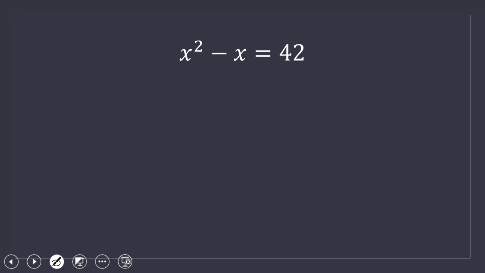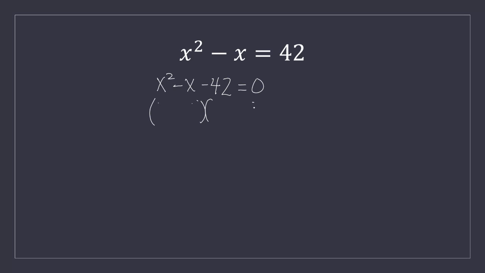Now look at this one. This one is not equal to 0, so I need to make it. So what I'm going to do is I'm going to subtract 42 to move it to the other side. Now I've got a quadratic that I can factor. So I'm going to break this apart into my two sets of parentheses. I'm going to break my x squared apart into x and x. And then I want to know what factors of 42 are going to subtract to give me negative 1. Remember that if there's no number there, it's a 1, in this case a negative 1 because I'm subtracting.